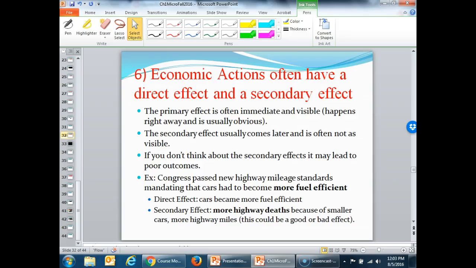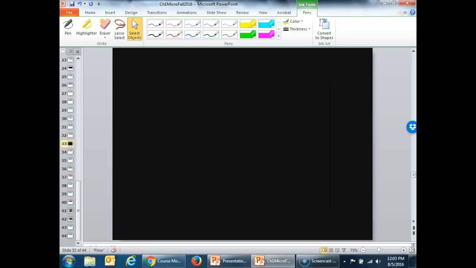One thing, because the cars are smaller, it's easy to drive. It's so cheap to drive because you get this great gas mileage, so you get an increase in driving in more unsafe vehicles, and you get more highway deaths. So a direct effect is, yeah, cars are great, more fuel efficient. Secondary effect, well, you're a little more likely to die now on the road. Let's take a look at this. This is a good little video.